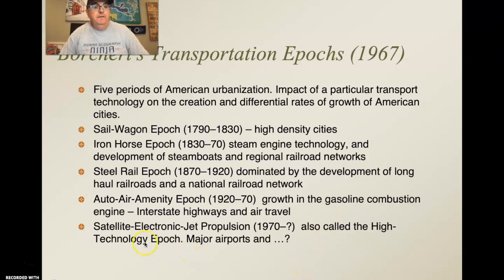Now, finally, this one is the satellite-electronic-jet propulsion epoch, 1970 to question mark. Now, notice he wrote this in 1967, so he didn't really write about the major jet airliners. Other researchers have extended this. But today, we talk about major airports, the interconnectedness that exists between our cities and how we transport through jet engines, internationally and domestically, as the key transportation technique. And in today's modern world, if you don't have a good airport, your city gets skipped. And it really hurts the development and economic growth of those cities.